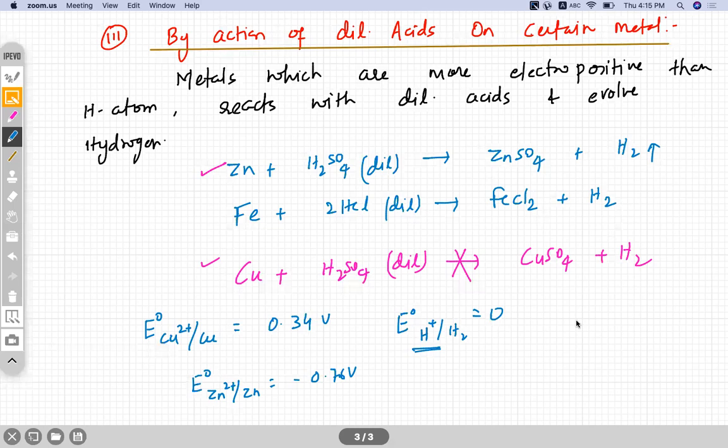For CuSO4 formation, we have different methods of preparation. There is not only one method, Nishant, right? There are other methods also by which we can prepare copper sulfate. If you want, you can write down this reduction potential. We'll study this particular thing in 12th grade, where we have electrochemistry.